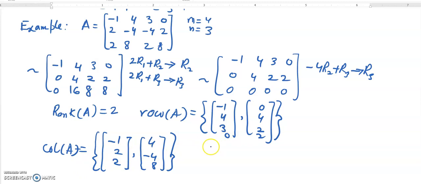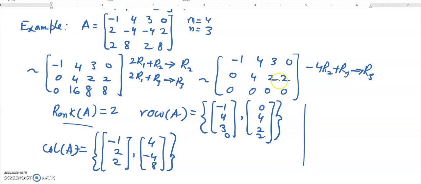Then we have already determined that the rank is 2, which is the same for both rows and columns. The dimension of the row space and the dimension of the column space are both 2. And what will be the nullity? For the nullity, we need to find the solution.